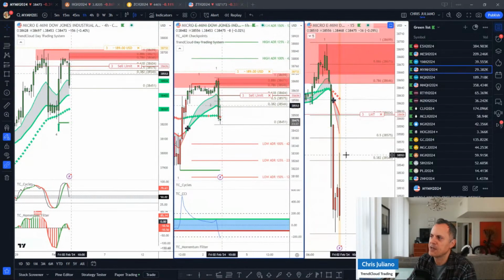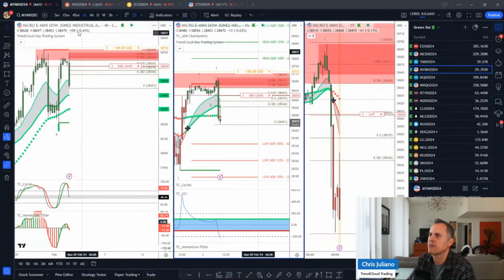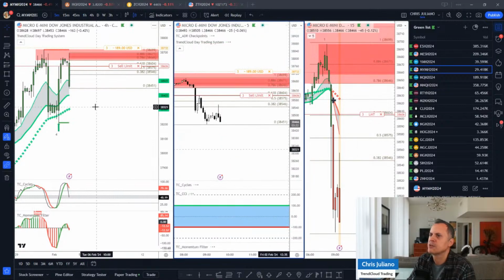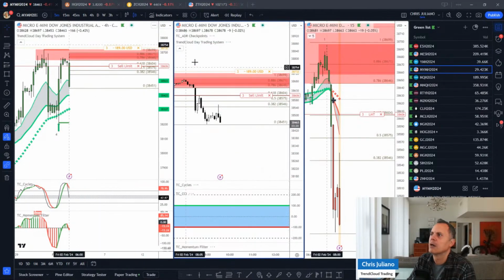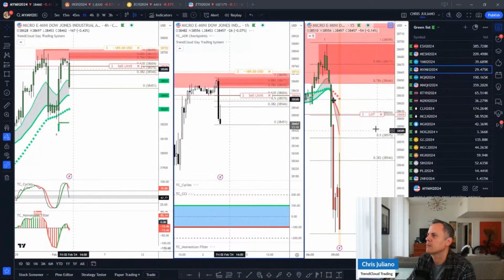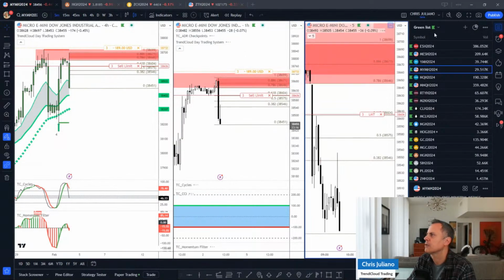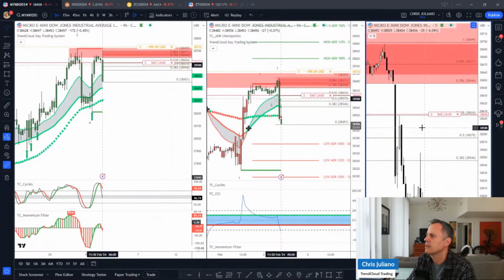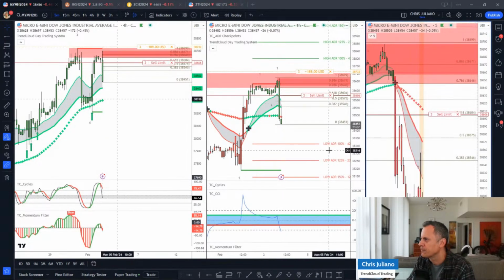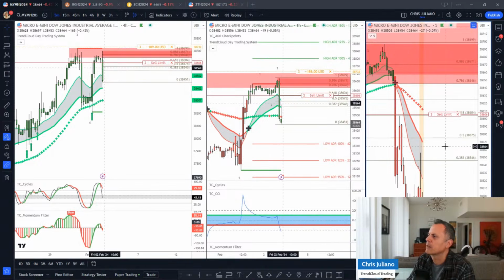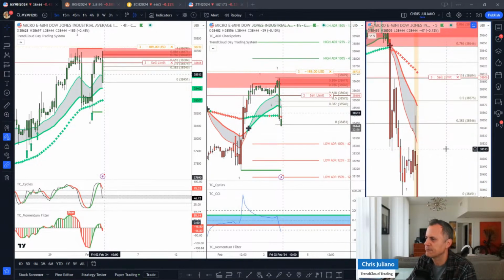The logic is there, right? The logic is there. 5-minute chart. Oops, I didn't mean to do that. Right here, 5-minute chart. Let's see. Oh gosh, look at that. It didn't quite pull back. It did pull back into the 5-minute trend cloud, and oh my God, it's just taken off.